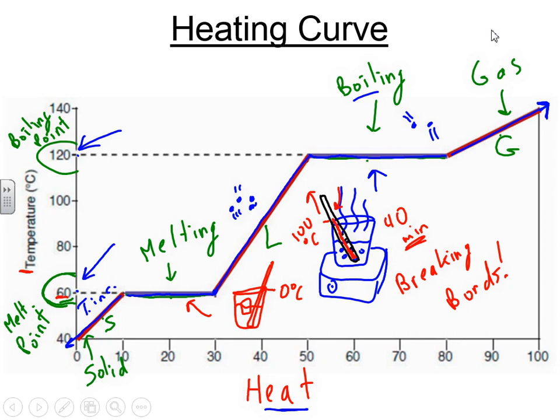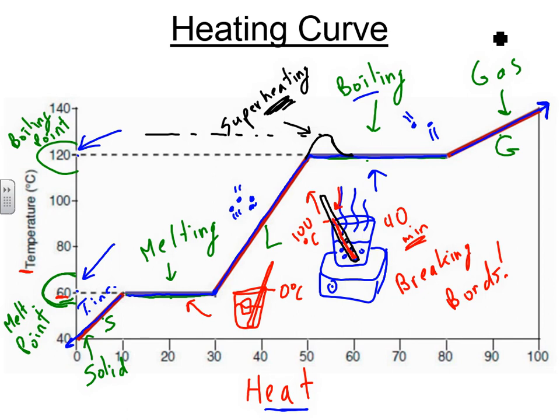Now let me show you one little detail about the heating curve, right here. This is called superheating. A substance, if heated very slowly, will actually increase above the boiling point, and then it'll suddenly decrease and start boiling. A very similar thing will happen with the cooling curve, as you'll see. We'll demonstrate this through some videos in class. It's called superheating.